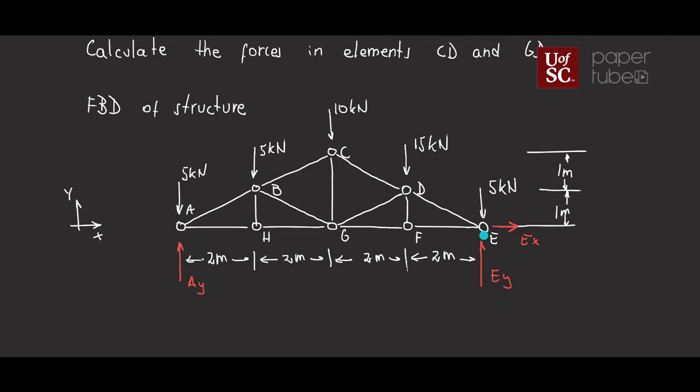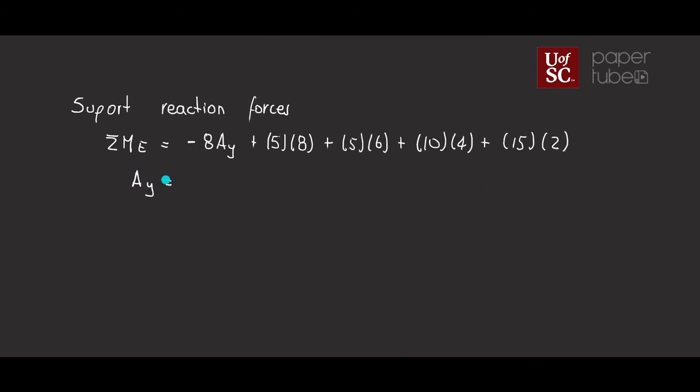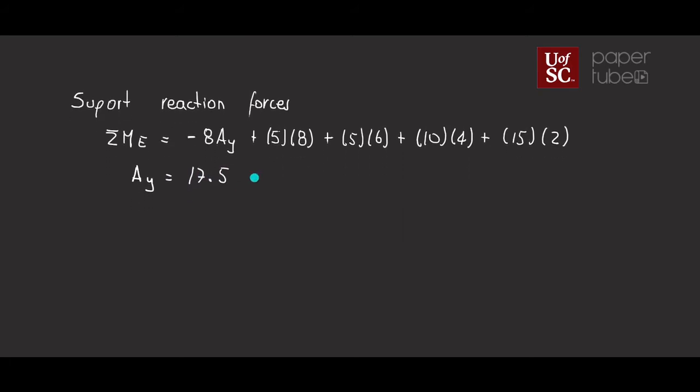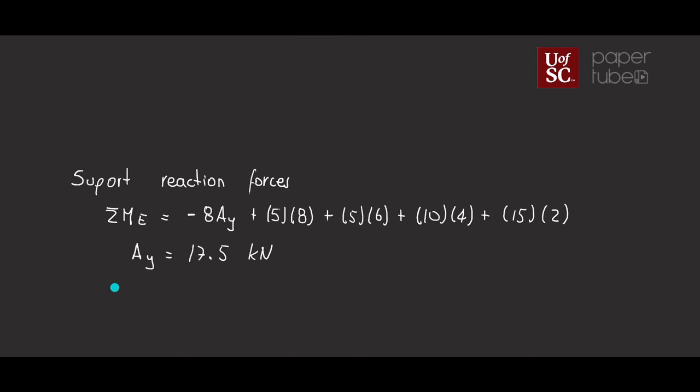Now, if we solve for this, we can say that AY is gonna give me 17.5 kilonewtons, okay? You can just solve for AY using that equation. That should give us 17.5 kilonewtons. Very good. So in this diagram, now I know what AY is. If I have EY as an unknown force, if I do the sum of the forces in the Y direction, I should be able to find EY. That's the next step that I'm going to do.